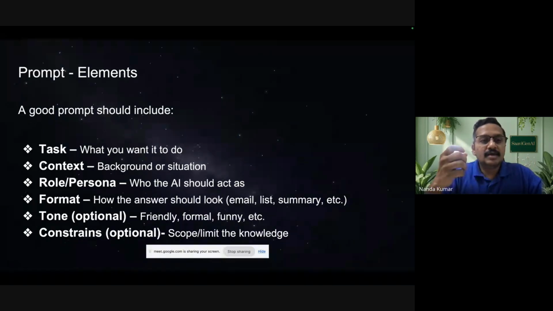Same way, in the prompt, you will have various different elements. Some of the elements are task. When you are talking to an LLM, you need to give it a very clear, defined task, what it has to do. It also needs a clear context of what is the background or the situation in which you want the LLM to act. For example, you are asking the LLM to write an email. So you ask the LLM, can you please help me write the email? Do you think that the LLM can write the email for you?